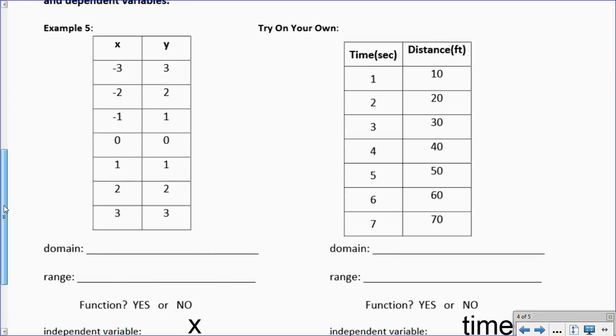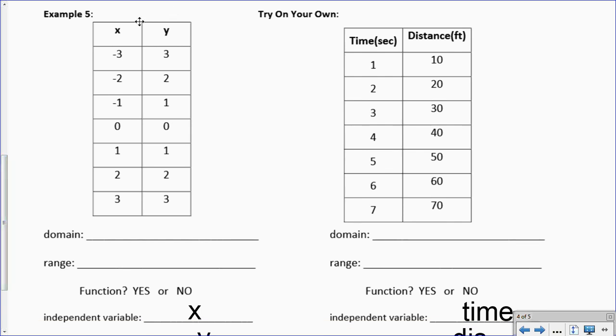Now backtracking to example 5. Domain are all the x values. So I just write all of them down: -3, -2, -1, 0, 1, 2, and 3. The range is the y values, but if you notice the y values repeat here, we got 3 listed twice. And it's okay if y values repeat, it's only the x values that can't repeat. So 3 is listed twice, we only need to write it once. So the different numbers are 0, 1, 2, and 3. That's our range. Those are the y values that are used.